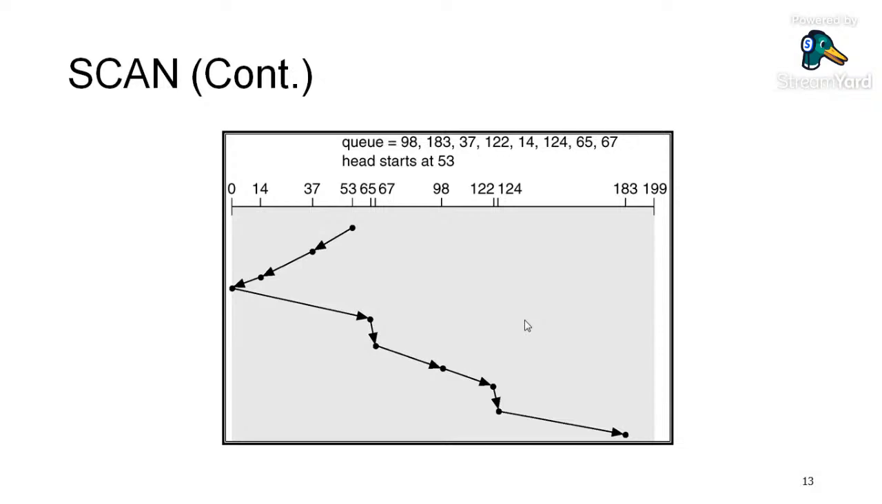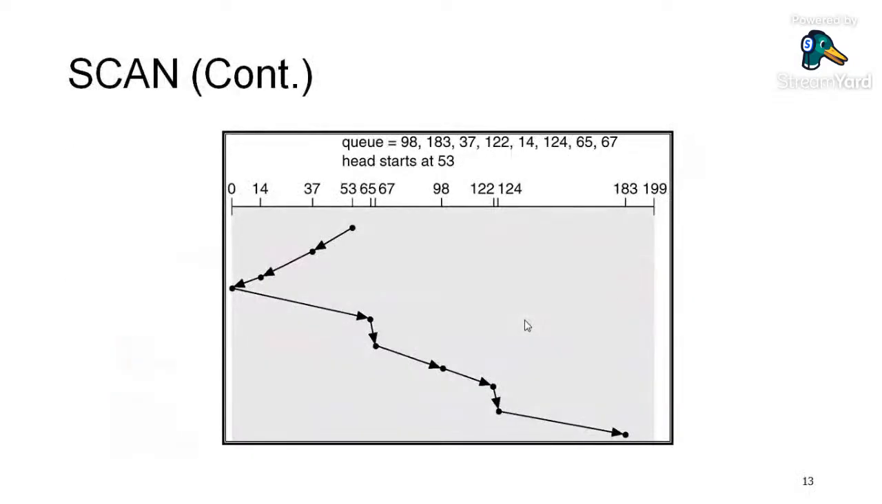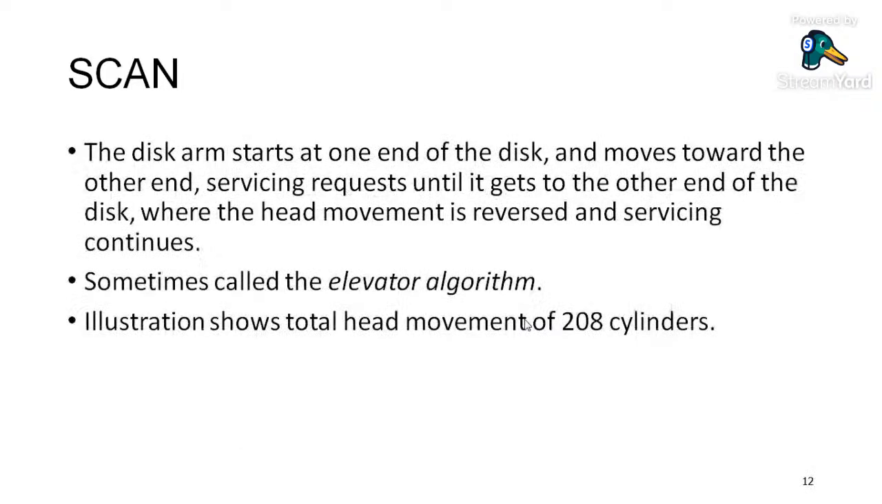Either end in the SCAN. Then once it reaches one end of the disk, it reverses the head direction and serves all the requests which come in the path. So likewise, it is going to execute this algorithm, that is the SCAN algorithm. Again, I repeat: the SCAN algorithm goes until the last cylinder. Anyhow, it has to touch any one end. Service in both directions means it may move towards the right or towards the left, but it has to touch any one end, maybe 0 or maybe 199. So likewise it calculates the total head movement in units of cylinders. So what is the total head movement? 208.